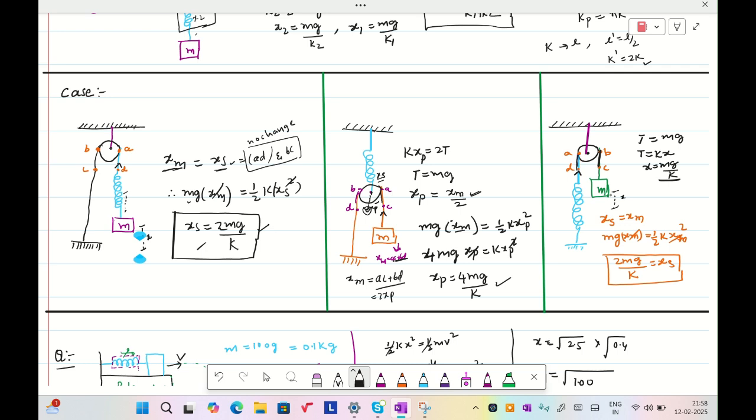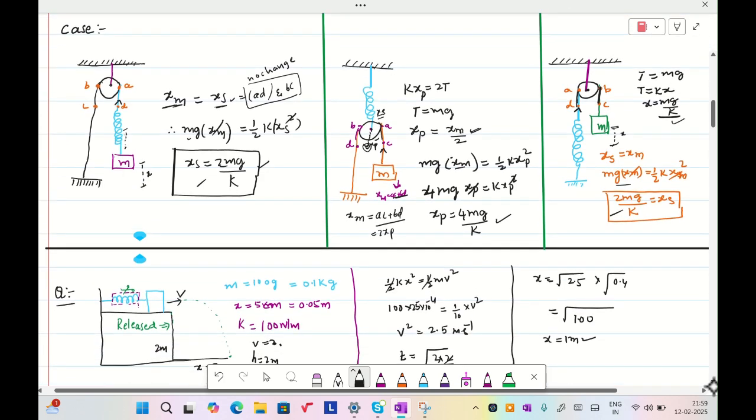Now the mass M is moving downwards with displacement x. The same displacement should be given by extending the spring. Otherwise, the string is inextensible and it will not move. Here the pulley is fixed, not movable. The movable pulley and fixed pulley cases with springs are different cases I have taken. Therefore, in equilibrium, mg is equal to kx, as we studied. For the maximum extension, we go with kinetic energy equals potential energy. Mg into x is equal to half kx square. You will get 2 mg by k. This is the maximum extension in the string.